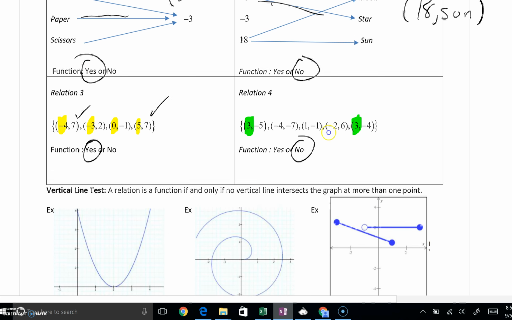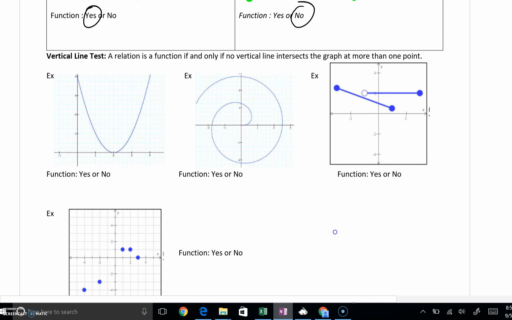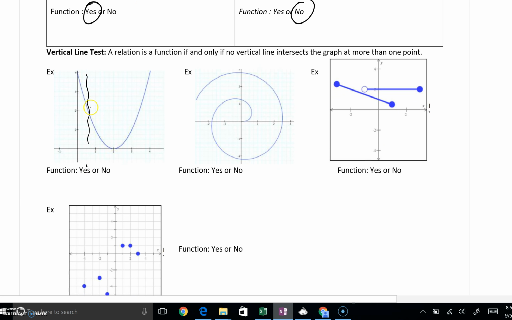Finally, the vertical line test. The vertical line test says a relation is a function if and only if no vertical line intersects the graph at more than one point. Well, here's what's going on. A vertical line right here would only touch once. Here it would only touch once. Here it would only touch once. As long as you would draw a vertical line and only intersect one time, that means you're good. That means you have a function. That means it's yes. Right?